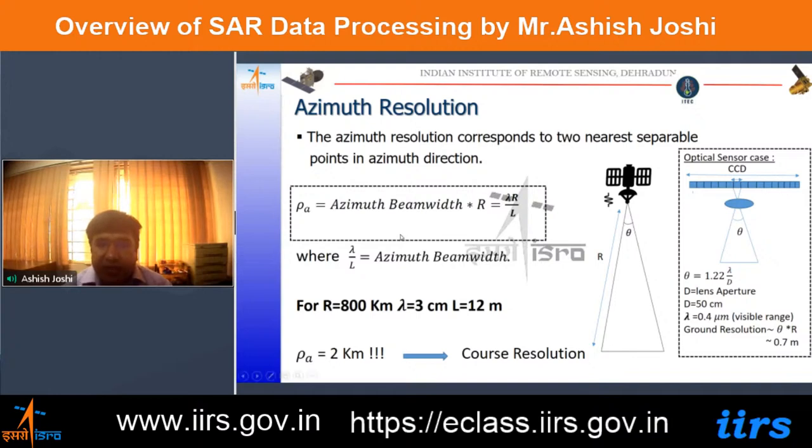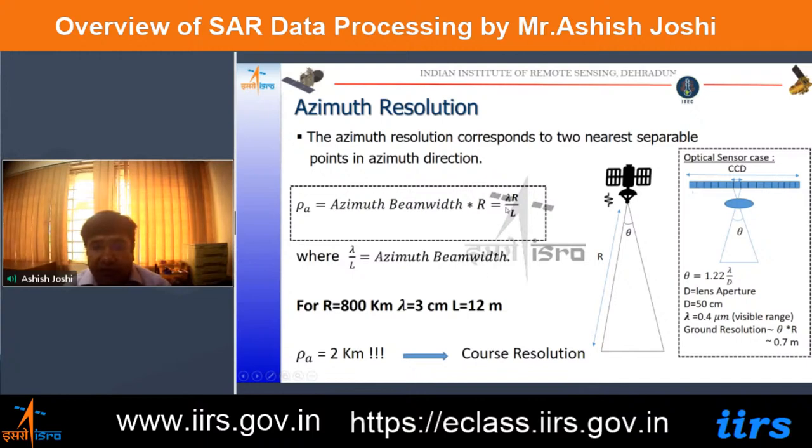In the azimuth direction, the azimuth resolution is given by the azimuth beam width times R, where R is the slant range and the beam width is equal to lambda by L. So how much azimuth resolution will we get? For a satellite in low Earth orbit, R is around 800 kilometer. Lambda we can take from the microwave region as 3 centimeter, and L is equal to 12 meter. Then the azimuth resolution comes to around 2 kilometer. So it is very coarse.